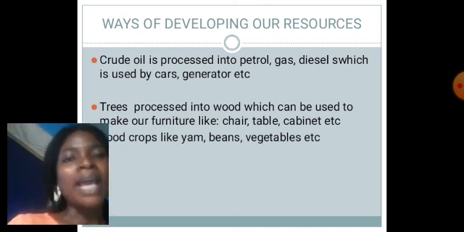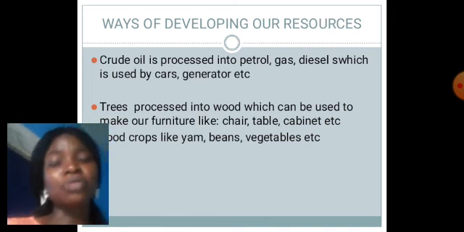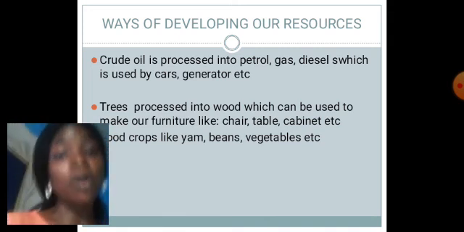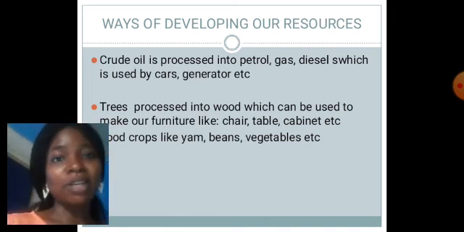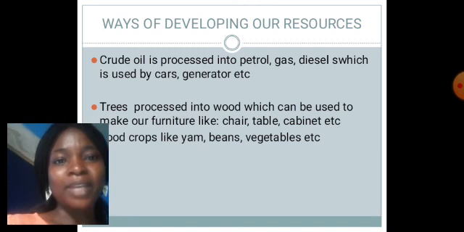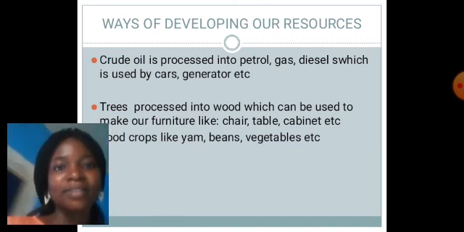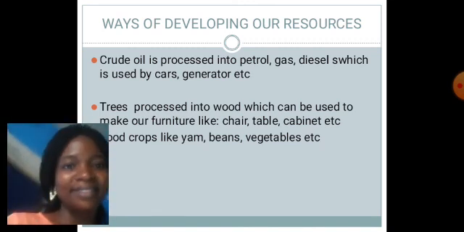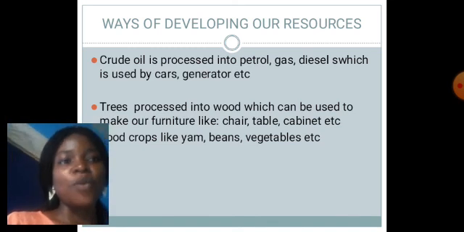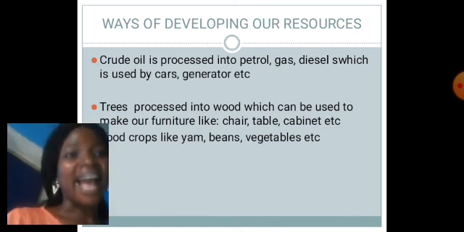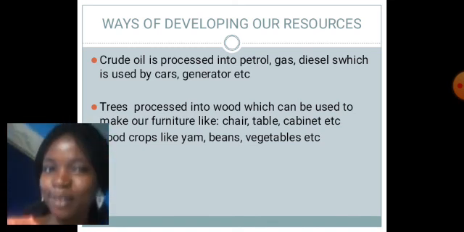So today we have been able to look at resources in our communities. I hope you can name some resources within your community. Examples of resources are water, limestone, coal, and lots more.